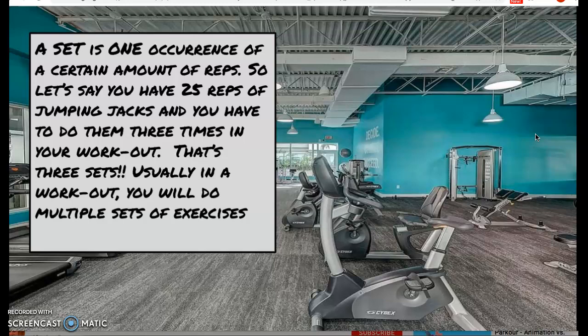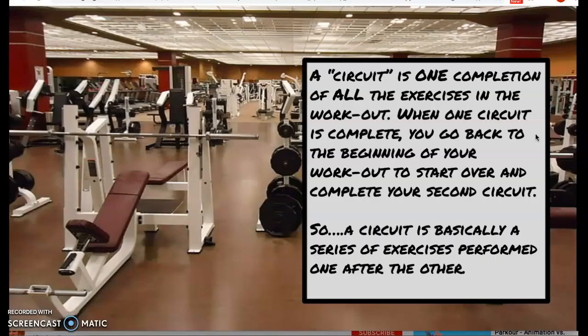So let's say you have 25 reps with jumping jacks and you have to do them 3 times in your workout. That's 3 different sets. Usually in a workout, you will do multiple sets of exercises. So a circuit is one completion of all the exercises in the workout.